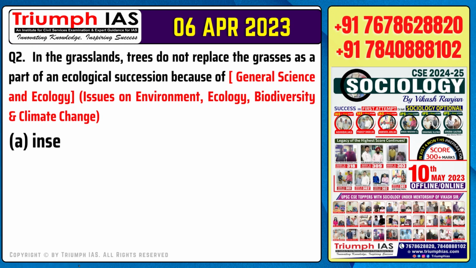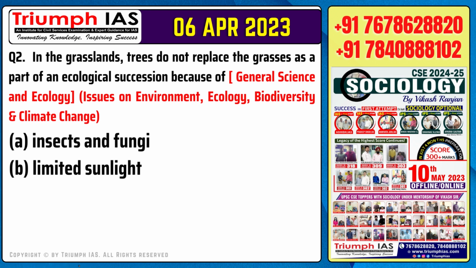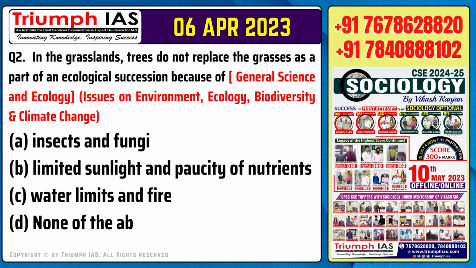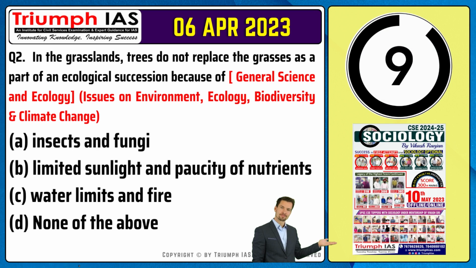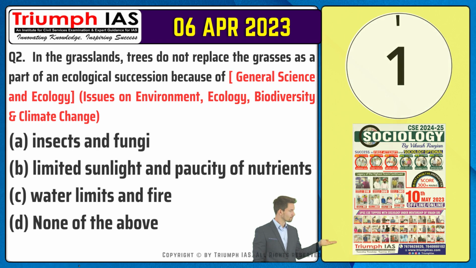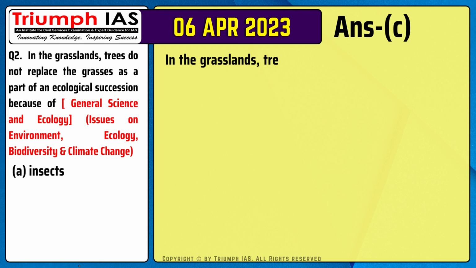Question number 2. In the grasslands, trees do not replace the grasses as a part of an ecological succession because of Option A, insects and fungi. Option B, limited sunlight and paucity of nutrients. Option C, water limits and fire. Option D, none of the above. The correct answer is option C.